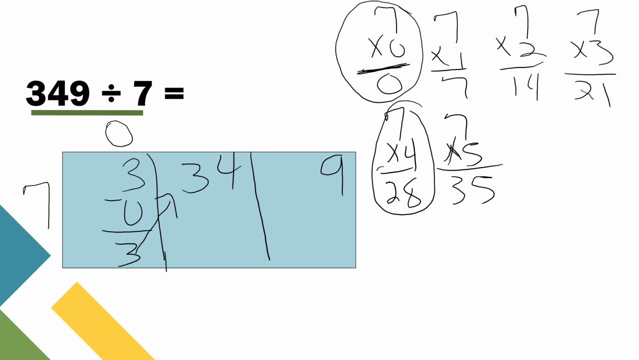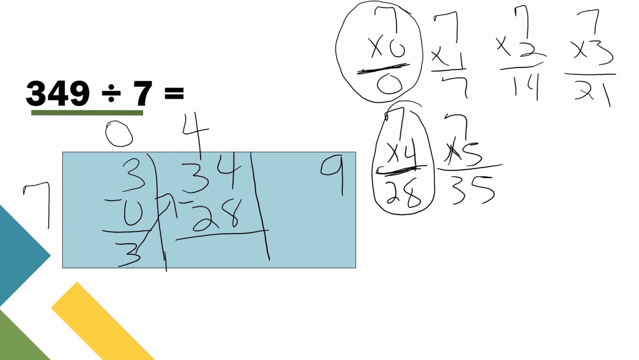All right, so what's touching the top of my line? So 4 goes on top. What's at the bottom of my line? So 28 goes at the bottom. Now we're ready to subtract. All right, remember your subtracting rules. Just because you're doing a division problem, those subtraction rules still apply.